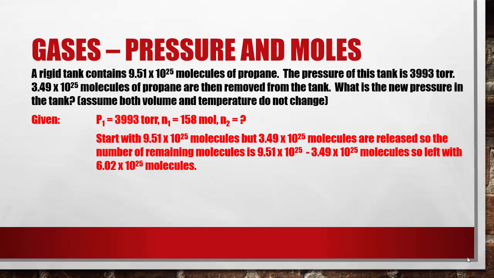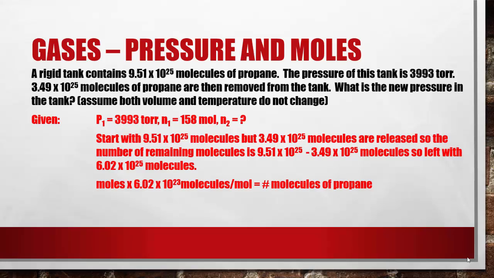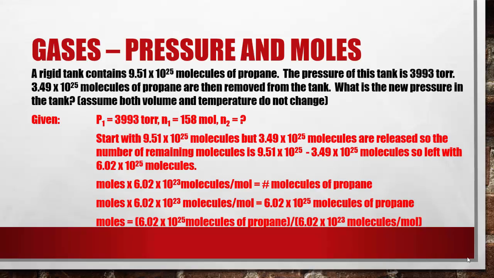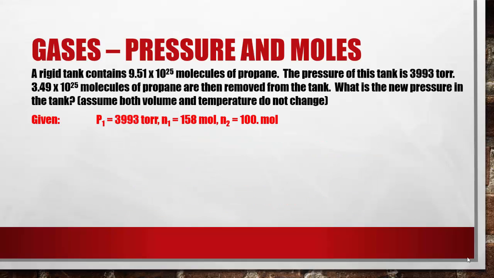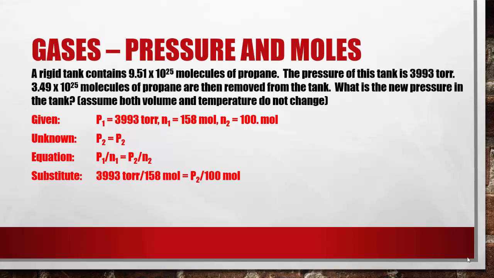But what's N2? We start with 9.51 times 10 to the 25th molecules of propane, and we removed 3.49 times 10 to the 25th molecules. So we must be left with 9.51 times 10 to the 25th minus 3.49 times 10 to the 25th, or 6.02 times 10 to the 25th molecules. Plug it into the usual equation, rearrange, and you end up with 100 moles. So now we know N2. The unknown is P2. Avogadro's law comes into play again. Substitute in the values, rearrange so you can solve, and you get 2,527 torr.